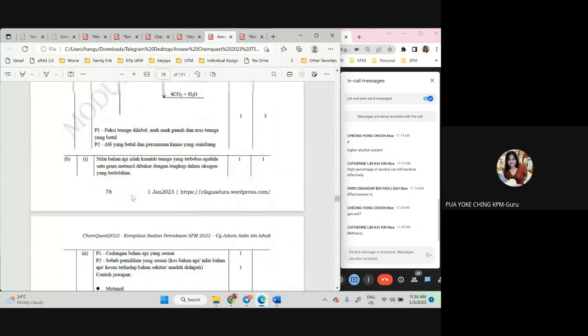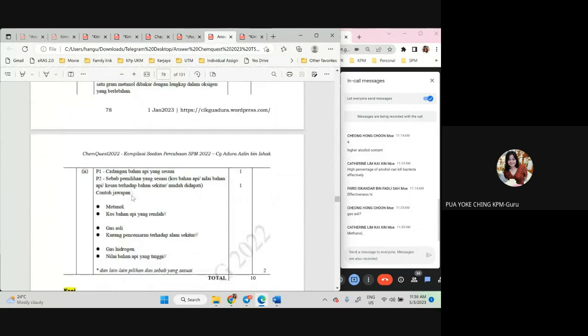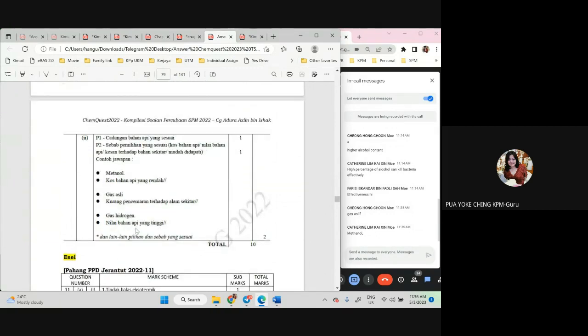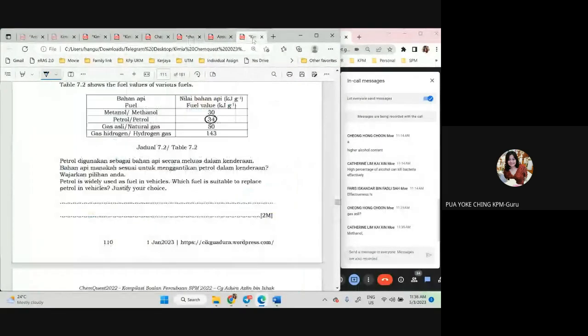Later we will check the answer. You check the answer, it can accept everything. But your reason mesti betul. Okay, contoh. If I'm the one who is choosing, if I'm the one who has to answer this question, actually saya takkan pilih methanol. Sebab saya rasa methanol dia kurang daripada petrol.